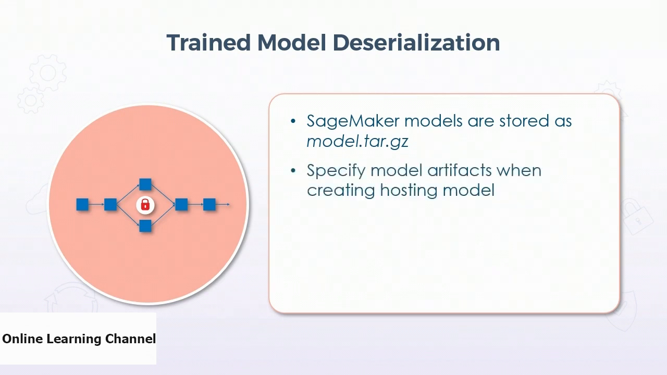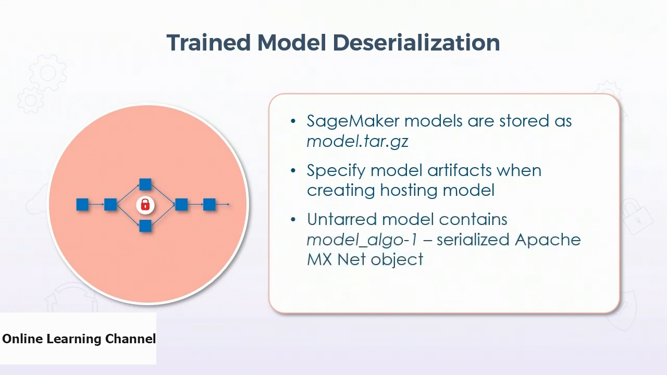You can specify most of these model artifacts when creating a hosting model. You can also open and review them in your notebook instance. When model.tar.gz is untarred, it contains model_algo-1, which is a serialized Apache MXNet object. For example, you can use the following to load the k-means model into memory to view it.